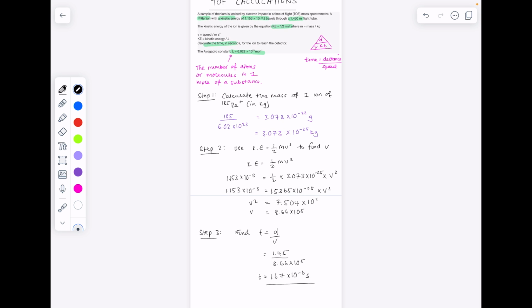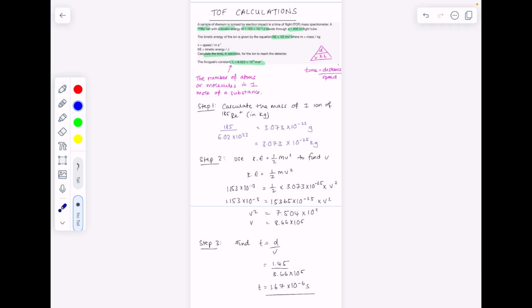So just to recap, make sure you have that physics formula triangle written down. Make sure you're aware that Avogadro's constant means the number of atoms or molecules in 1 mole of a substance. Step 1, you're going to find the mass of simply one ion of your substance, and you're going to do that by taking the mass and dividing it by Avogadro's constant, being sure to convert it to kilograms. And that's because we have kilograms being used throughout the question, so we need to keep those units matched up. Step 2, we're going to use KE equals half mv squared to find the speed. And then step 3, finally just plugging those numbers into time equals distance divided by speed, and you'll get your final answer here in seconds.